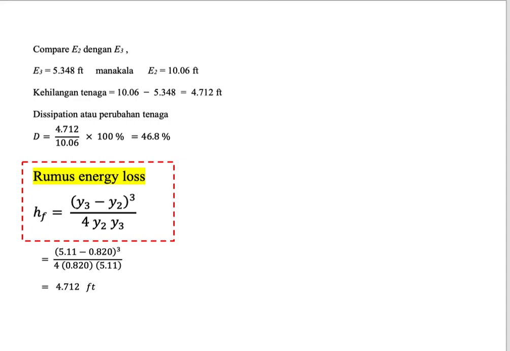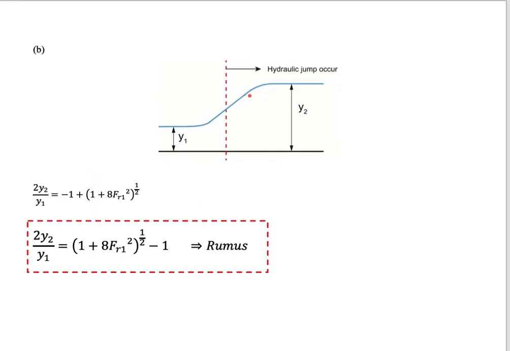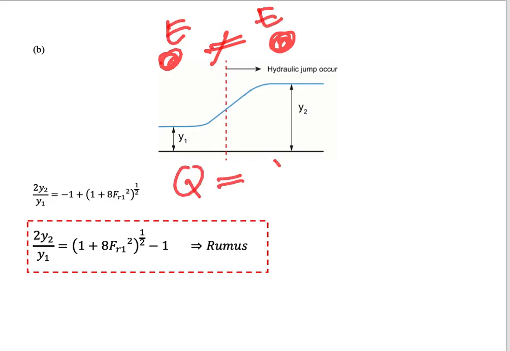You need to remember the energy equation, and you need to remember the Froude number equation. However, the trick is that if you have a hydraulic jump, the energy before and after is not the same, but the flow rate is equal before and after the hydraulic jump. So please remember this situation.